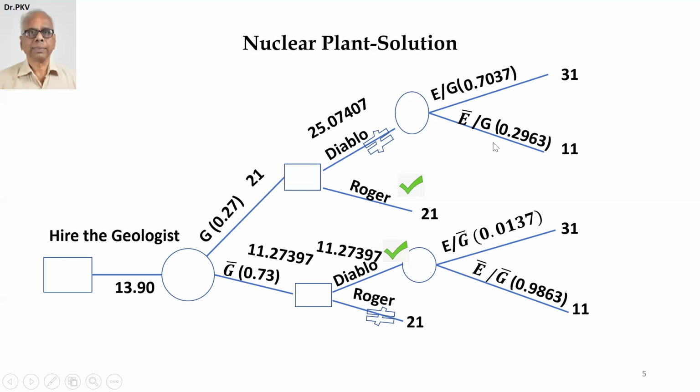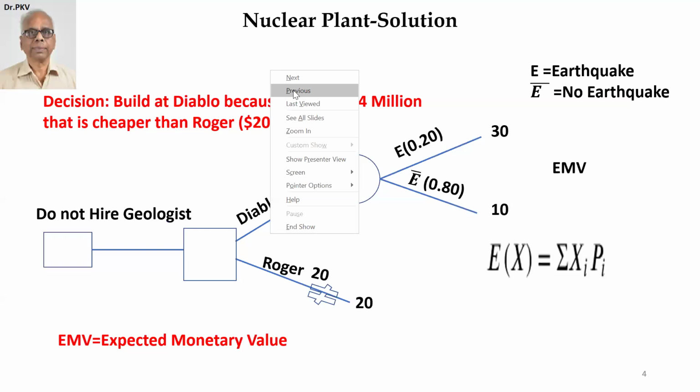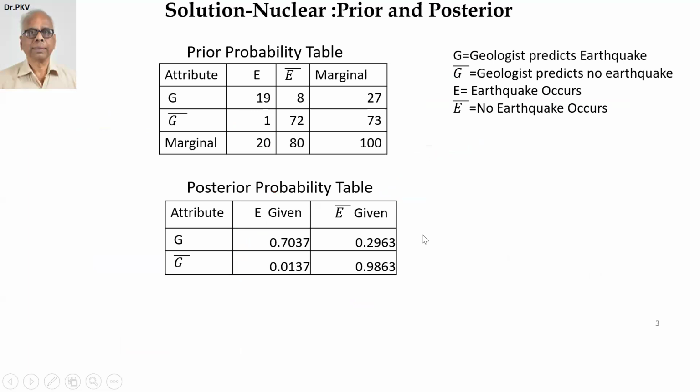But what will change is these probabilities will no longer be prior, they will be posterior probabilities. How do I get them? Let me go to the table here, the posterior probability table. Now, on 27 occasions the geologist predicts earthquake, on 73 occasions out of 100 the geologist predicts no earthquake. In other words, the probability that the geologist on an overall basis predicts earthquake is 0.27, no earthquake is 0.73. But now if you look at it, this is inverting the probability. Originally, you were given the data, geologist predicts earthquake, given earthquake. But what you want is the reverse, earthquake, given geologist predicts earthquake.